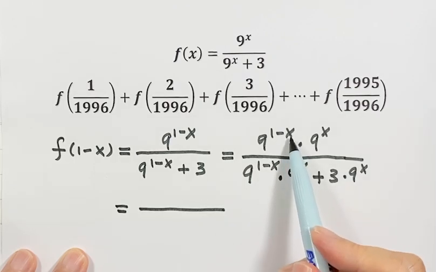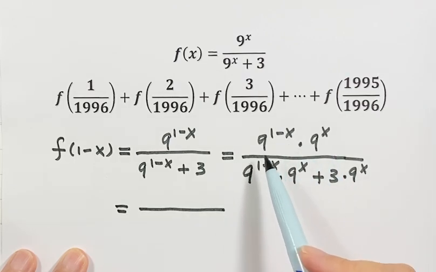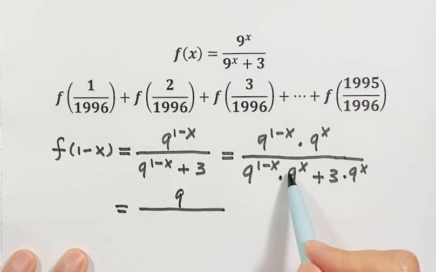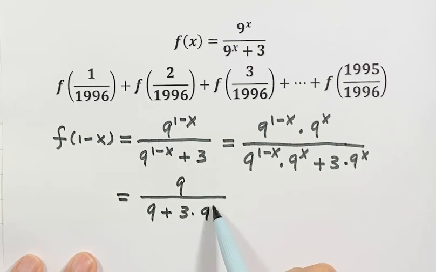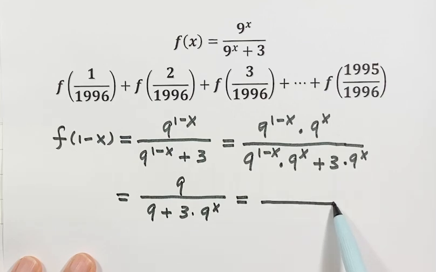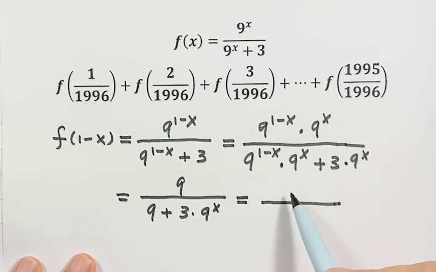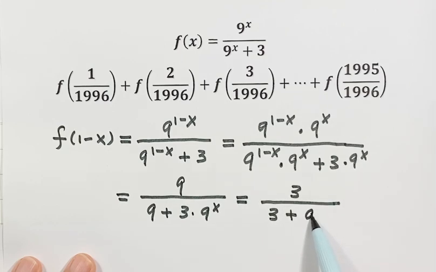Here negative x and x cancel, so top is just 9. Same thing here, so this is 9. So the last term is just 3 times 9 to the x. Continue to simplify. Because they have common factor 3, cancel out 3, so this one is 9 to the x.